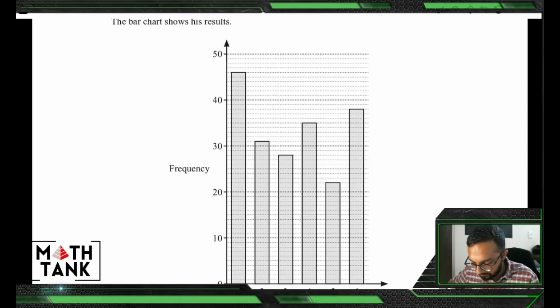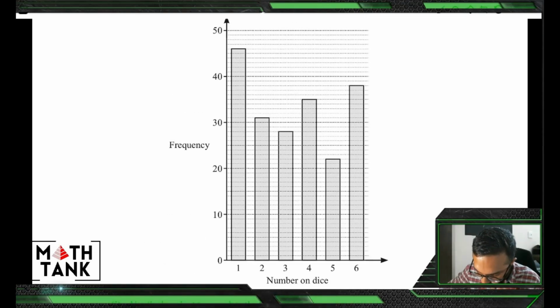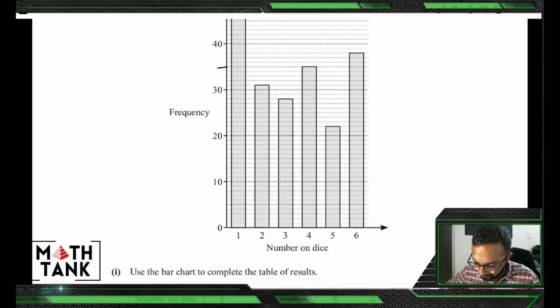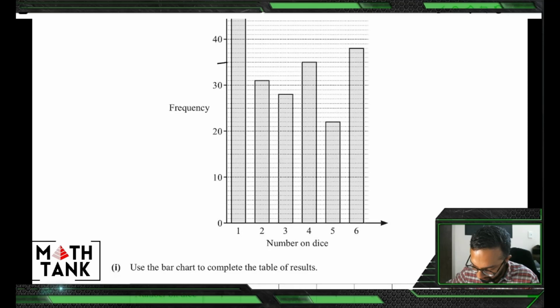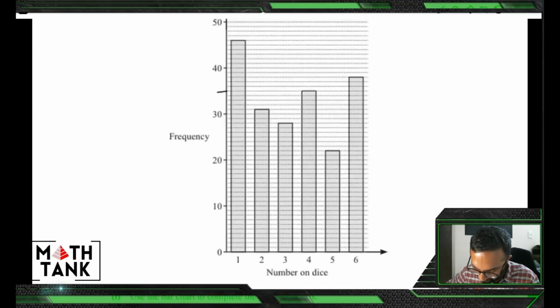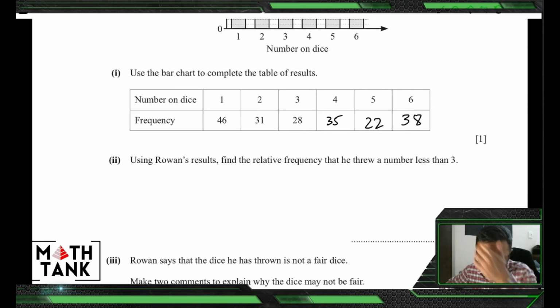So I just need to read the frequencies. Let's try to read the frequency of the bar at 4. Okay, so it's in the middle, so that's 35, I think. Then 5 is 22, and 6 is at 38. As viewing around the result, find the relative frequency that he threw a number less than 3.